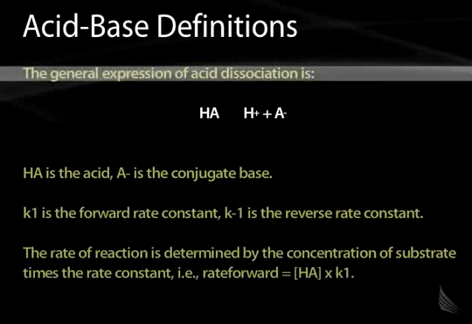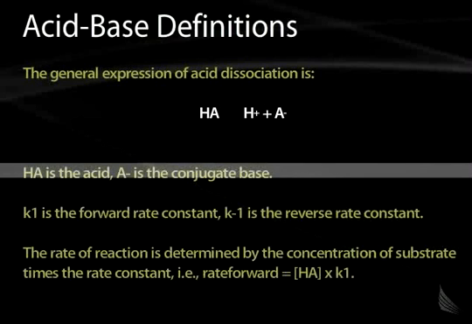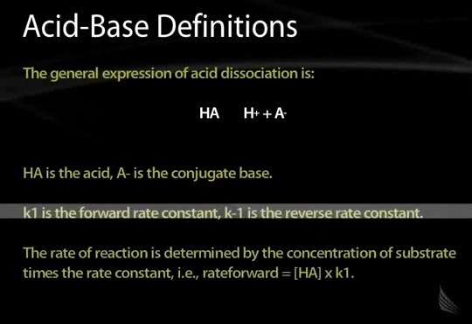Now, the general expression, or the equation that we write to describe acid dissociation, is as follows. We have an acid, which is represented by HA, and that is converted to a proton plus the conjugate base, which we designate A-. Now, this occurs at a particular rate. There is a forward rate constant, K1, which describes the rate at which the acid dissociates into the proton and conjugate base. And these reactions are all reversible too, and there's a K-1 term which indicates the rate at which the conjugate base and the proton combine to form the acid.